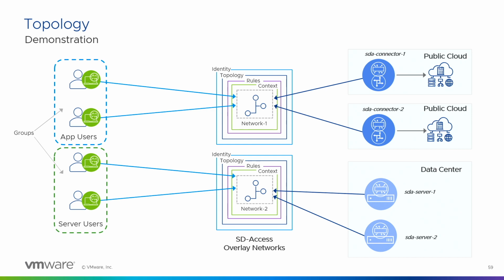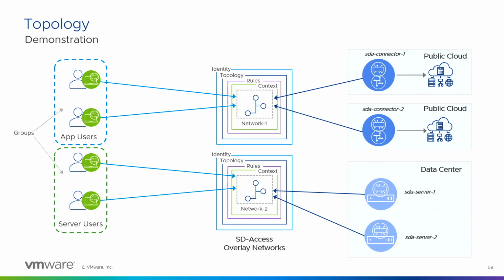All right, so for the demonstration, we have a very simple topology here. On the left-hand side, we have two different sets of users that we have grouped into app users and server users. On the right-hand side, we have SDA Connector 1 and SDA Connector 2. These are the connectors that we have deployed on the public clouds. There are certain resources behind this, so the users will be able to access these.